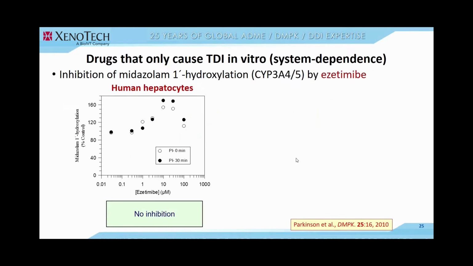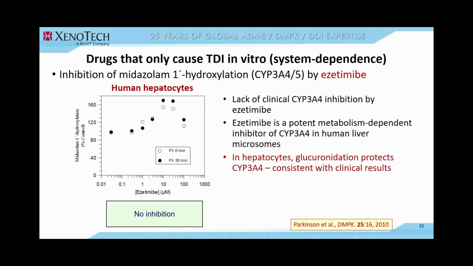So why is that? We changed systems. We went to human hepatocytes, and in this case, we actually see activation of CYP3A4 with midazolam, which is not uncommon. You'll see that with midazolam in particular, in my experience. But the point is, there's no inhibition in hepatocytes. So that fits with the lack of clinical CYP3A4 inhibition, even though it's a potent metabolism-dependent inhibitor of 3A4 in human liver microsomes.